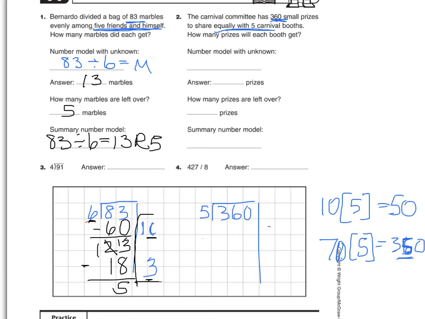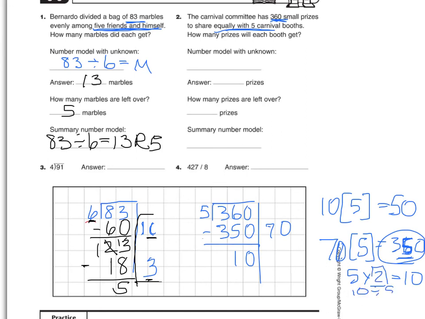So if I do 70 groups of 5, that means I've used 350 of the carnival toys, meaning so far every booth has 70. 5 times 70 is 350. That leaves us 10 small toys. So I'd ask myself, 5 times what is 10, or close to 10? In this case, I know the answer is 2. I can also think of it as 10 divided by 5. And I say there's 2 more groups. So if I give 2 more to each group, there's 5 groups. That means I pass out 10 more toys, leaving me with 0.